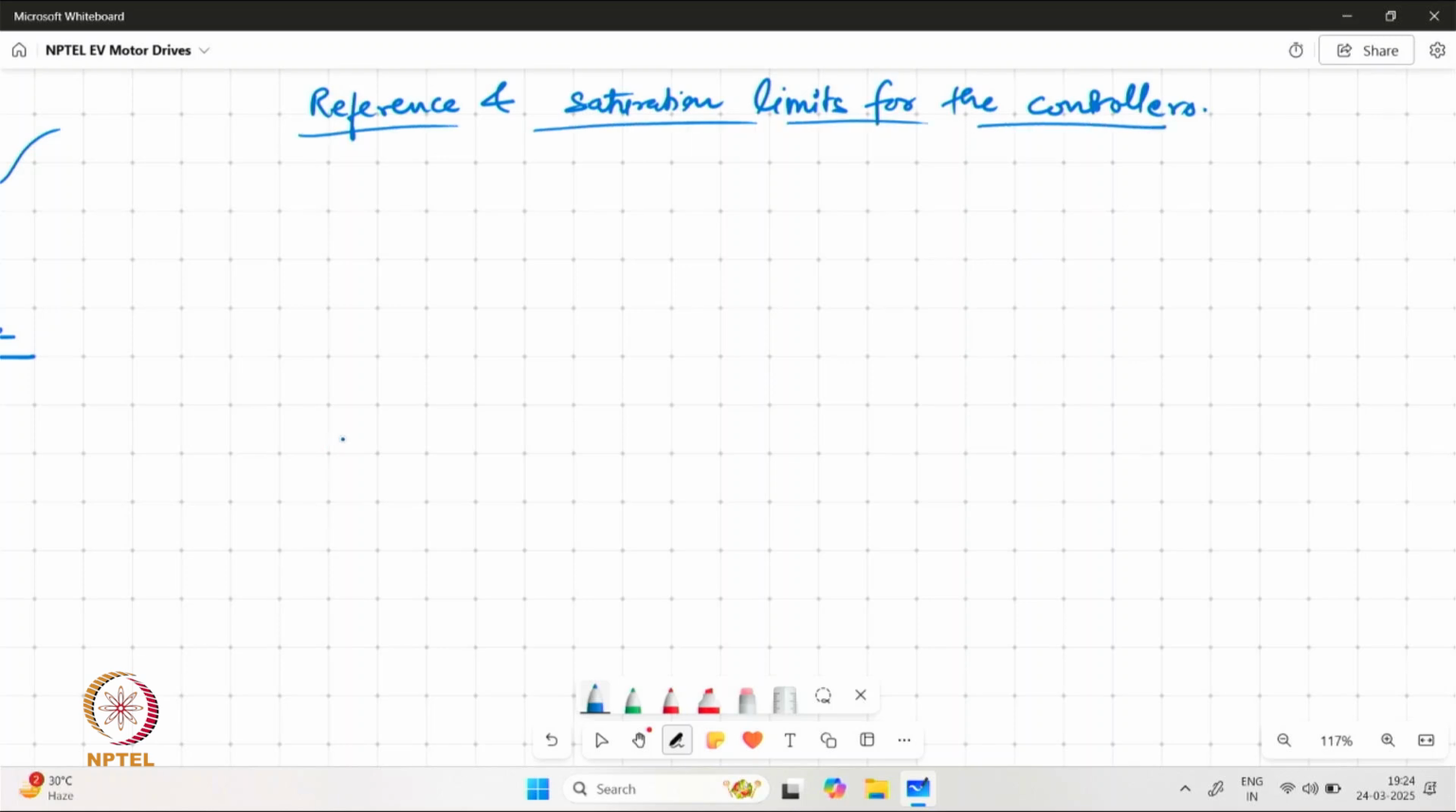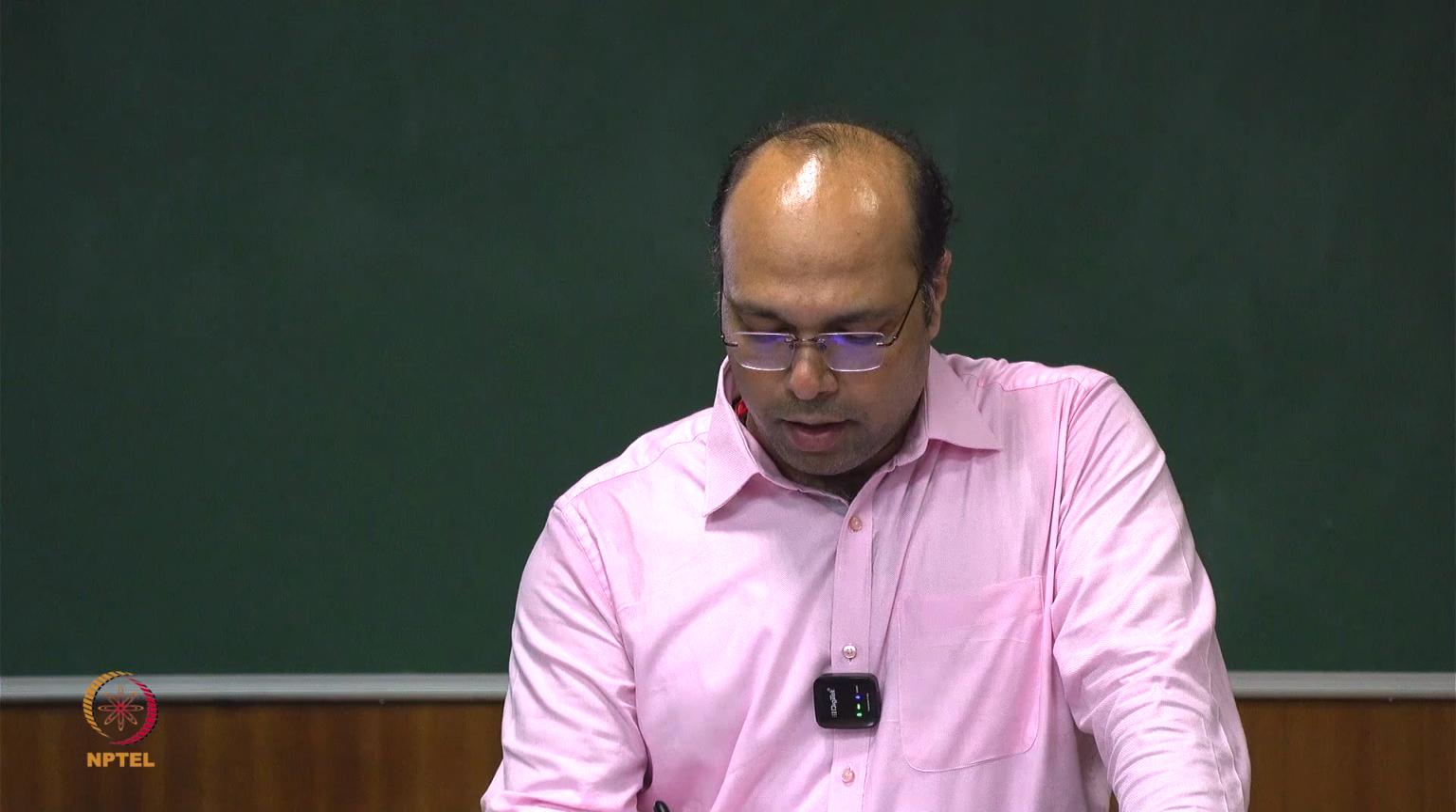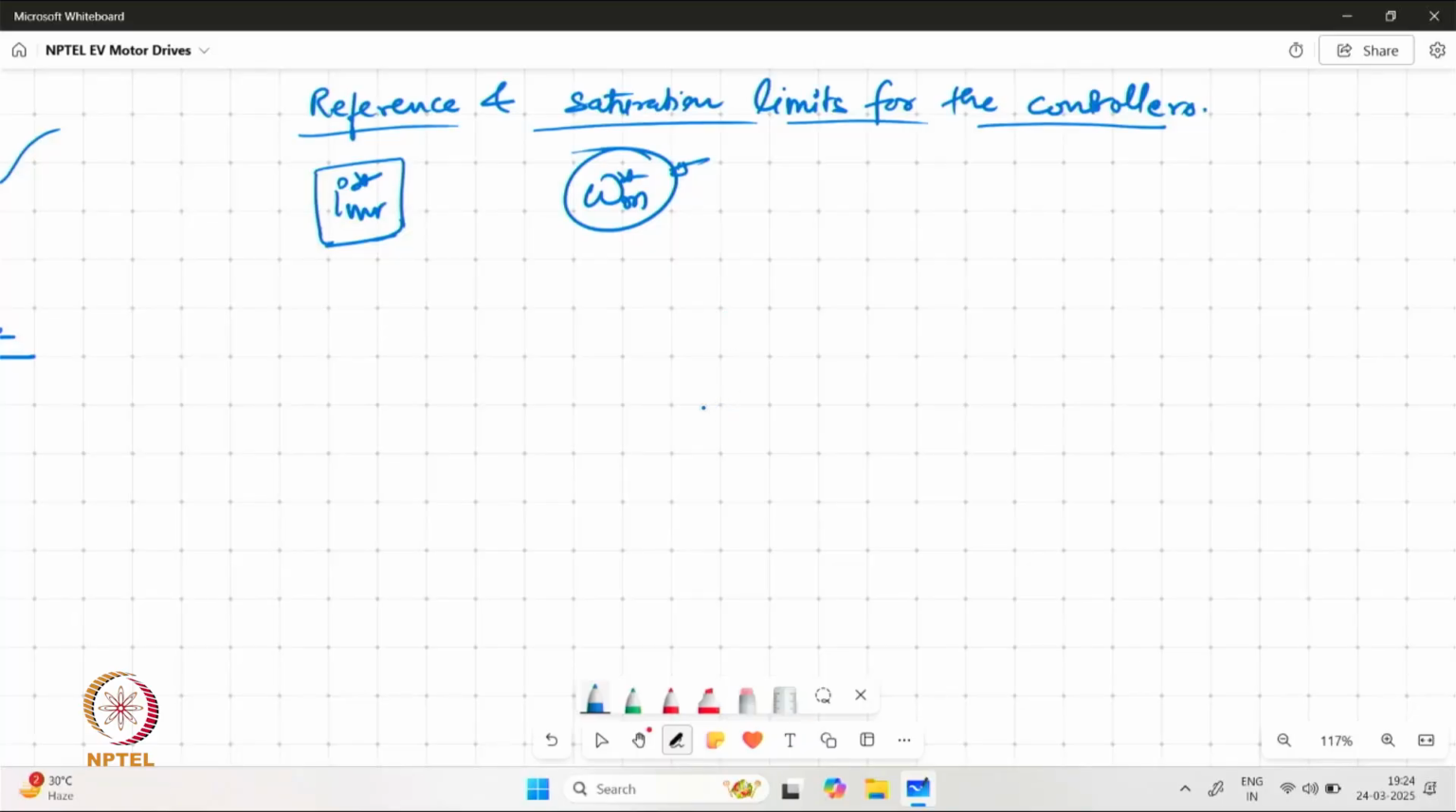So as we have mentioned, the IMR reference can be generated internally as well as externally. However, the value is not very straightforward to be known. The omega m reference can be given by the user based on the maximum rated speed, and then we can have a reference set within that or beyond that, but restricted by the mechanical rotational speed capabilities.